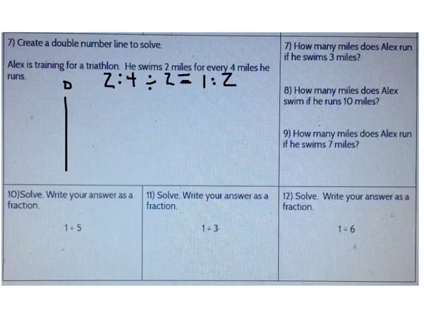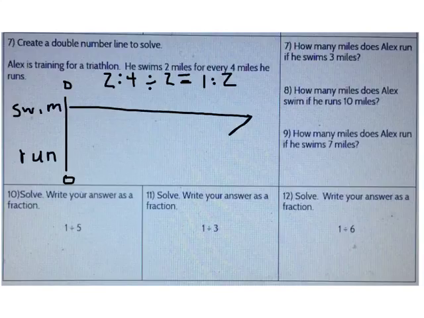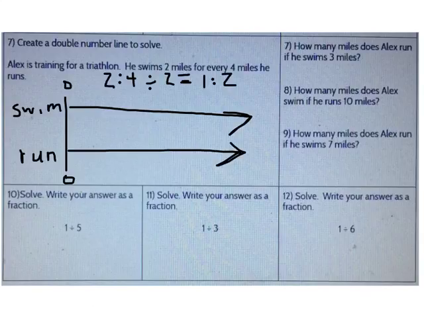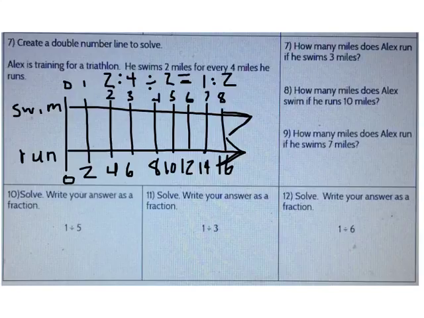Let's draw our double number line now. Make sure to label swim and run. Now that I've simplified, what am I going to count by for the miles he swims? I'm going to count by ones. What am I going to count by for the miles he runs? I'm going to count by twos. Go ahead and finish filling out that double number line now. Check to see that your double number line looks like mine.